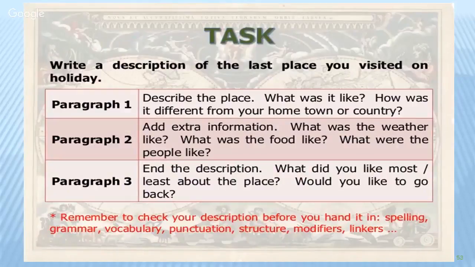So this is a task for you. Maybe you can jot it down and do this in your assignment book, or just in your everyday class book. Paragraph 1: describe the place. What was it like? How was it different from your hometown or country? The second paragraph: add extra information. What was the weather like? What was the food like? What were the people like? End the description: what did you like most or least about the place?